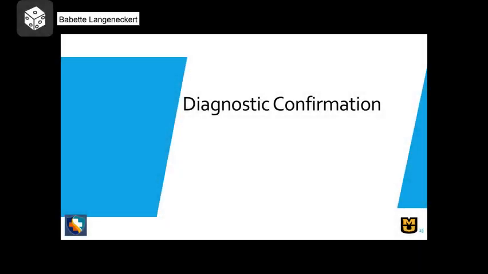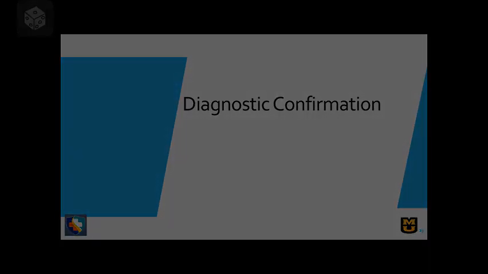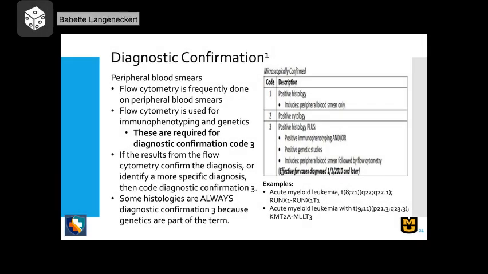Now we will review diagnostic confirmation for hematopoietic neoplasms. Diagnostic confirmation is the most common field miscoded by abstractors. Flow cytometry is frequently done on peripheral blood smears. Flow cytometry is used for immunophenotyping and genetics tests. These are required for a diagnostic confirmation code 3.